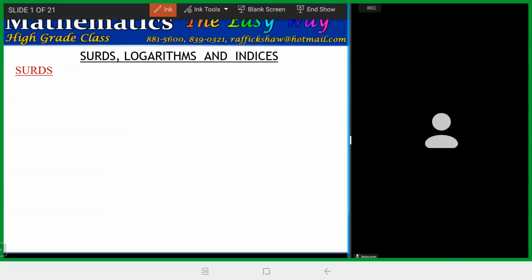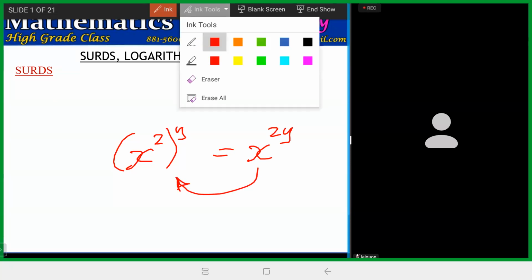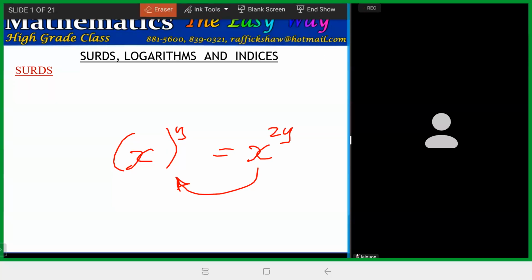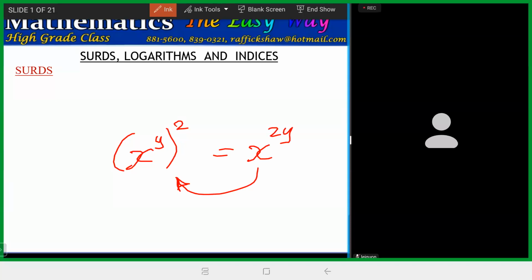So for example, with indices, if you know that x squared to the y, multiplying these, is equal to x to the 2y, you have to know that you can go this way, depending on the question that you're doing. I can interchange these and put y here and squared there. So it might be convenient for you to go from this, if you have that, to write it like that, depending on what you do.